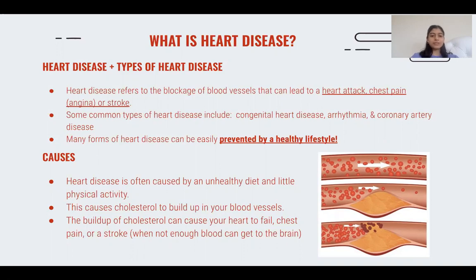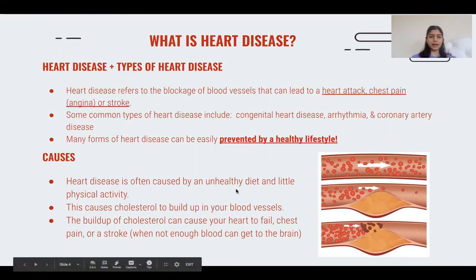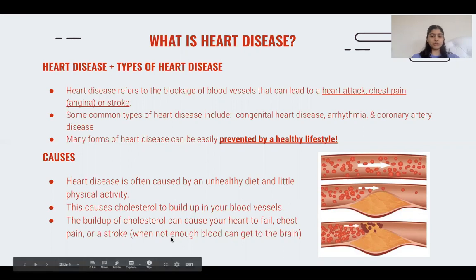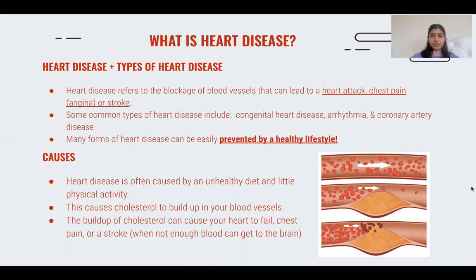Some causes of heart disease can include an unhealthy diet and little physical activity. And both of those habits, an unhealthy diet and a small amount of physical activity, cause cholesterol to build up in our blood vessels. So that's this yellow, orange part here. And the buildup of cholesterol can cause your heart to fail, and also cause chest pain or stroke. And a stroke, if you guys don't know already, is when not enough blood can get to your brain.